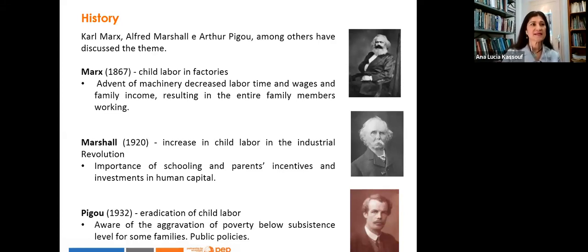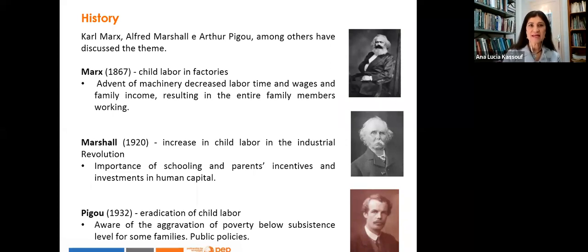It's interesting that studies related to child labor are not recent in the literature. Although child labor existed long before the Industrial Revolution, its incidence aggravated during this time. The ideas of earlier writers such as Karl Marx, Alfred Marshall, and Arthur Pigou, among others, contributed to the development of our contemporary mathematical and theoretical models related to child labor. For example, Marx in 1867 wrote a lot about child labor in factories.